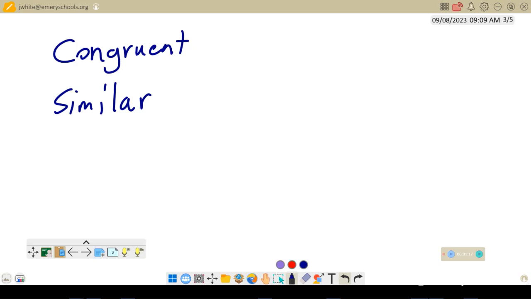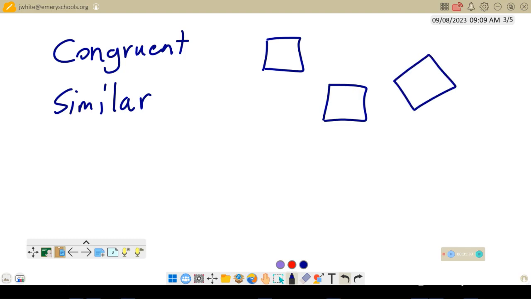So if I drew a square, a congruent square would have to be exactly the same size. What if I rotated it? Is it still congruent? Yes, it is. So orientation doesn't matter, but as far as angles and sides go, it's exactly the same.